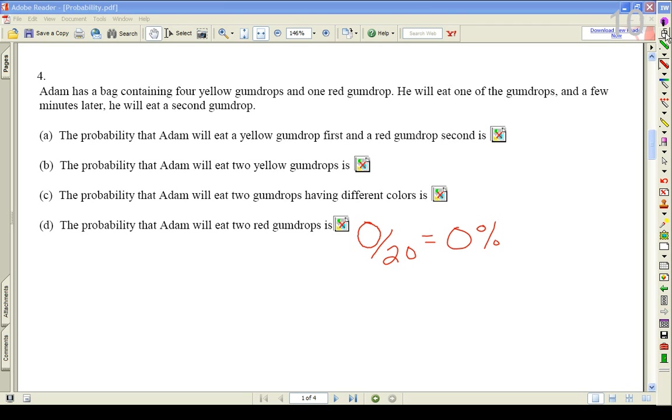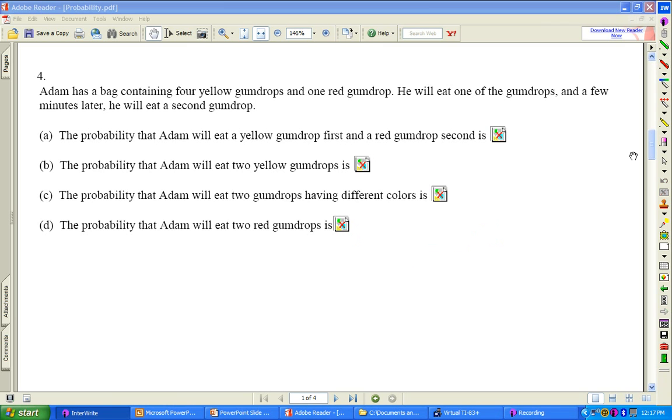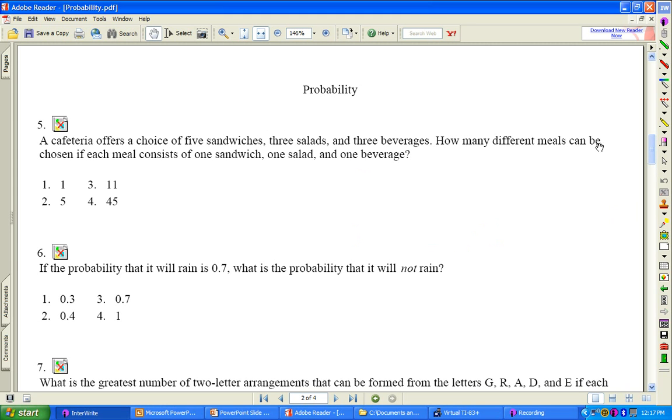So, looking back at this question, it's all about probability without repetition. We're not throwing things back in. They can't be selected after you've selected them once. And drawing a tree diagram is probably the most useful way of solving this.